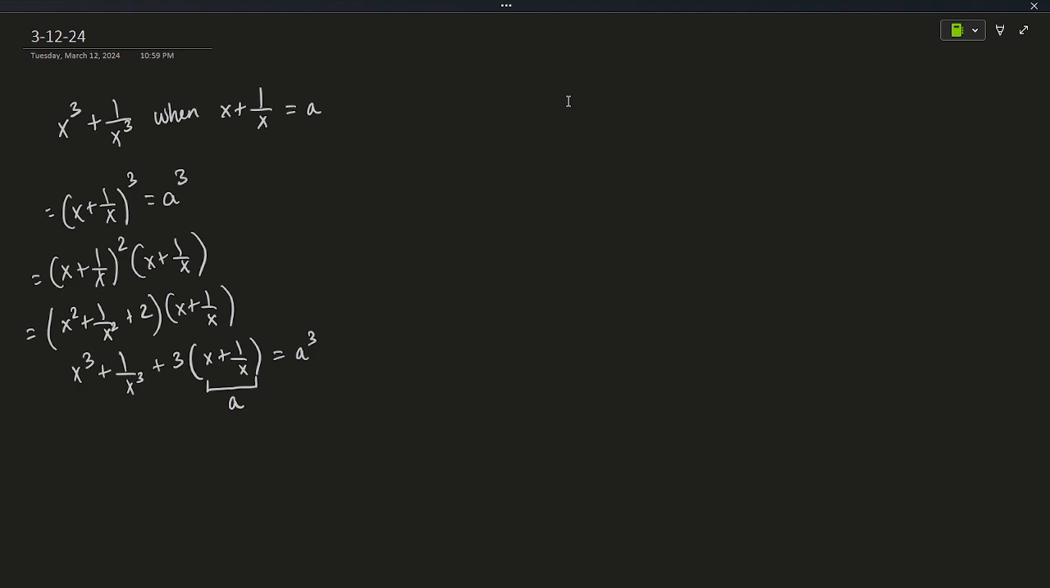And now you're going to get x cubed plus 1 over x cubed is a cubed minus 3a. So this is a general relationship that you'll find in those types of questions, which should take within like 5 seconds once you recognize the pattern, which is always fun. It'll put you miles ahead of other students if you're doing competition math type contests like Mu Alpha Theta or Math League, ARML. So yeah.